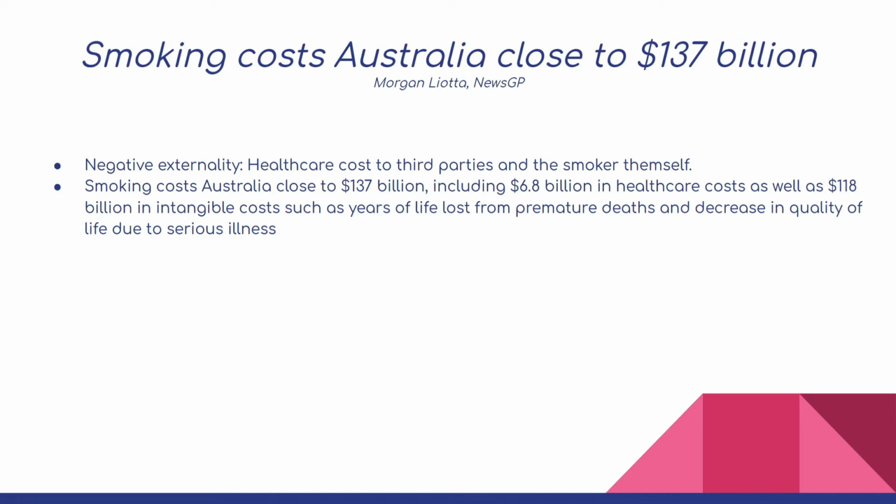The second article I have chosen to discuss is titled Smoking Costs Australia Close to $137 billion by Morgan Liotta of NewsGP. The negative externality being targeted here is the healthcare cost to third parties and the smoker themselves, as well as intangible costs such as premature deaths and years of life lost due to serious illnesses. The article says that smoking has cost Australia close to $137 billion, including $6.8 billion in healthcare costs as well as $118 billion in intangible costs such as years of life lost from premature deaths and a decrease in quality of life due to serious illness.